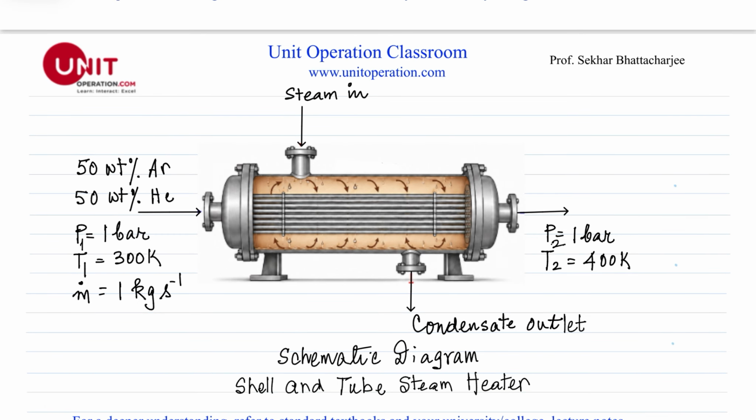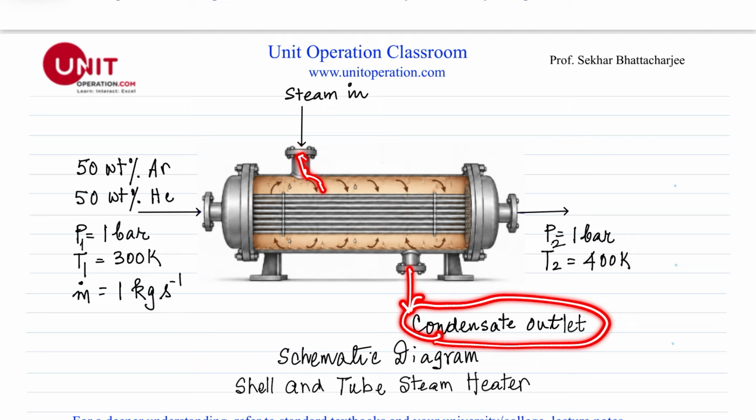This is a schematic diagram of a shell and tube heat exchanger. Steam is coming in, of course, that is not stated in the problem, I'm just explaining. Assuming this is heated by steam, this is the condensate which comes out. And during that process, it transfers heat to the flowing gas here.